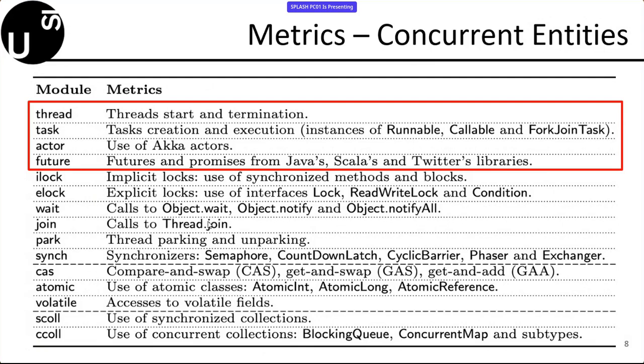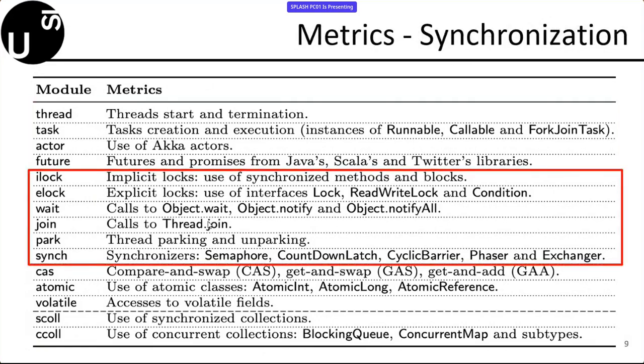In particular, threads, thread start and termination, tasks that are defined here as instances of Runnable, Callable, and fork-join tasks, the use of Akka actors, and also futures and promises from the Java, Scala, and Twitter libraries.